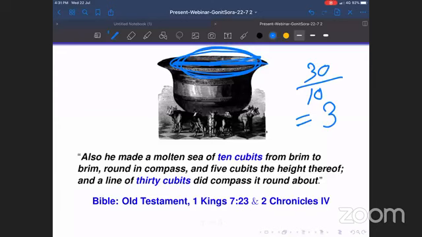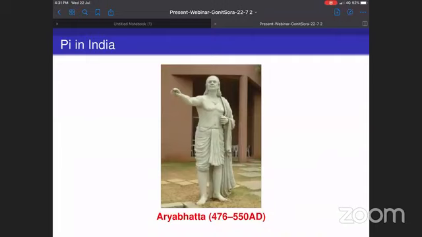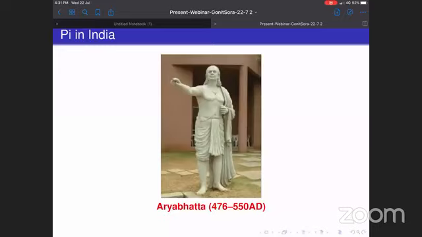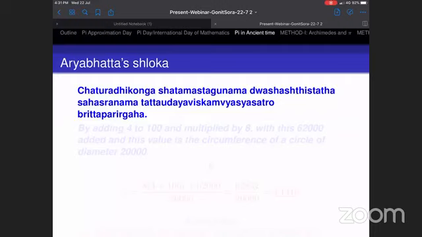And pi in India: there are many Indian mathematicians who calculated the value of pi. One of them is Aryabhatta. He wrote a book, the Aryabhatiya. In one of the formulas, he wrote like this, in Sanskrit: Chaturadhikam Shatam Ashtaguna Dvashashtistatha Sahasranam, etc. So what is the meaning of that?